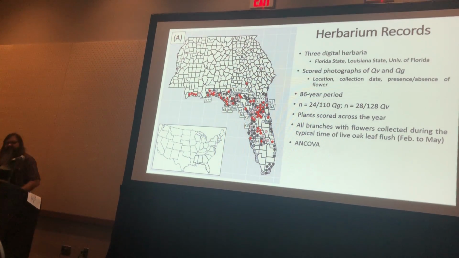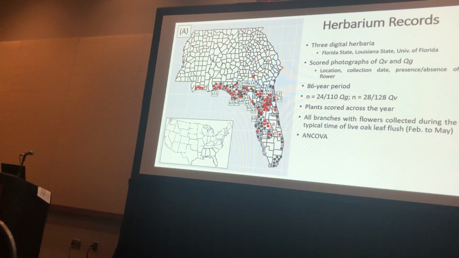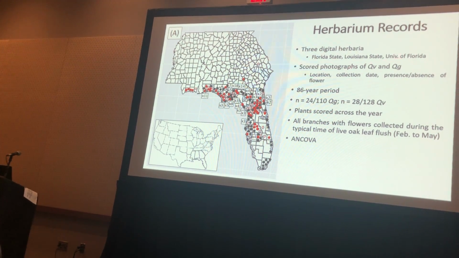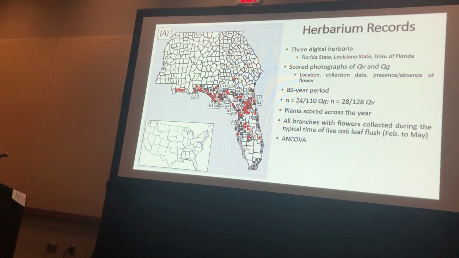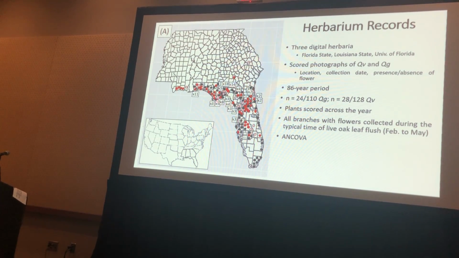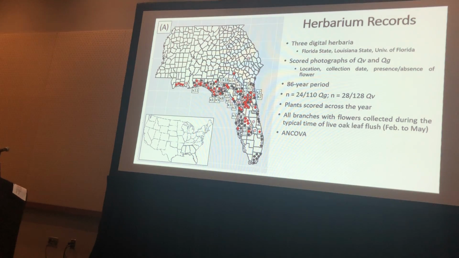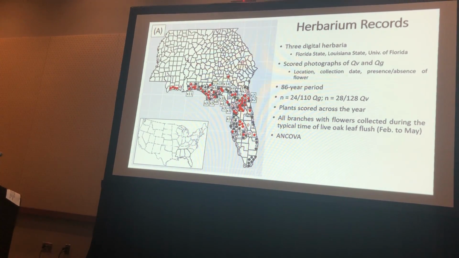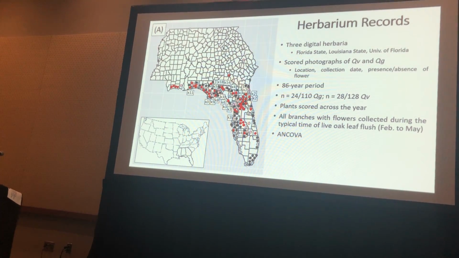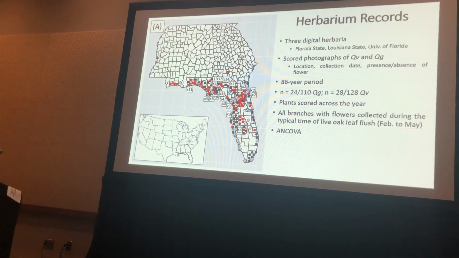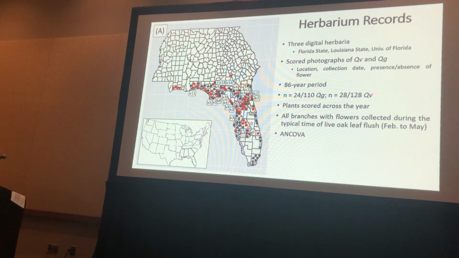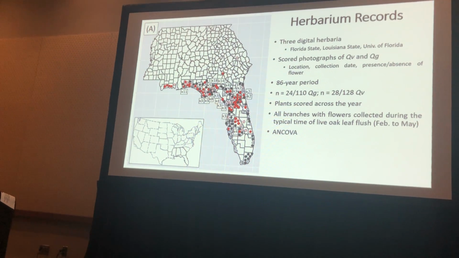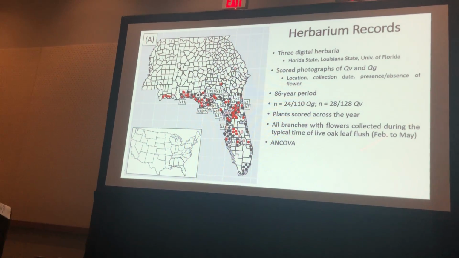The first thing we did was summarize herbarium records from 3 herbaria across an 86-year non-continuous period, from photographs. From these photographs, we can tell the species of the plant, the location, the collection date, and the presence or absence of flowers. Remember I told you that as leaves unfurl and buds break, flowers come out too, so this is a proxy for leaf flush. In total we had 110 QG plants and 128 QV plants. The numbers here, 24 and 28, are the numbers we could score for flowering.